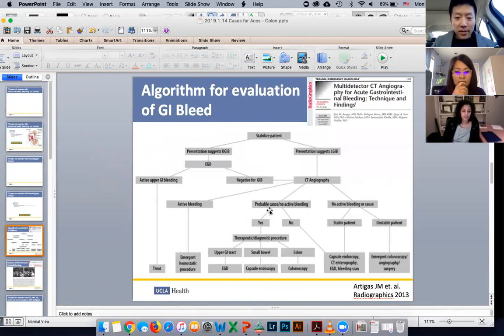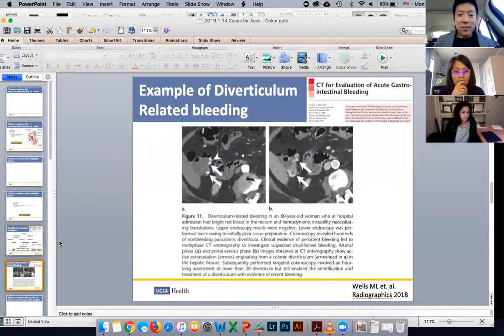Here, if we see probable GI bleed with no active bleeding seen on CTA, then they would undergo, if upper tract, then EGD. If suspect small bowel, then capsule endoscopy. And if colon, then colonoscopy. And then if it's upper GI bleed, then these patients just go on to have EGD. That's a summary of the workup.